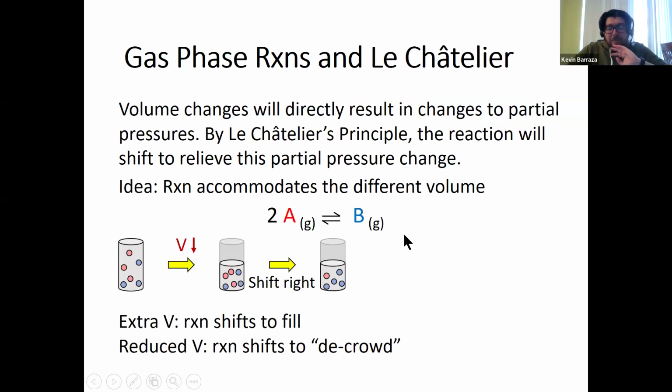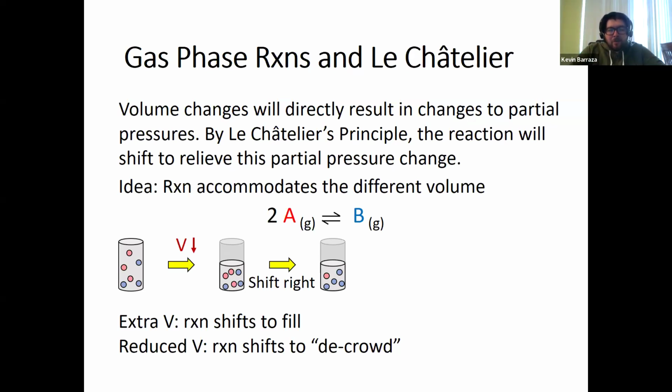Which side of my reaction has fewer gas particles? It's the side that has B on it. So the reaction will go forward, it will go to the right, using up two A's to make one B, so that there are overall fewer gas particles, and we make the system less crowded. So the basic idea is the reaction shifts to accommodate that change. So I made my reaction a smaller volume, and I shift to the side to decrowd the volume.